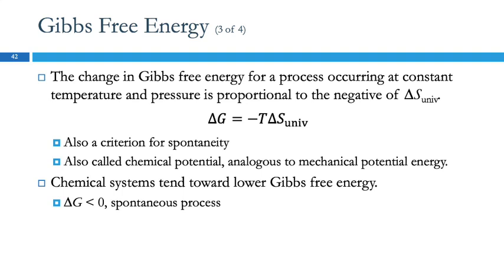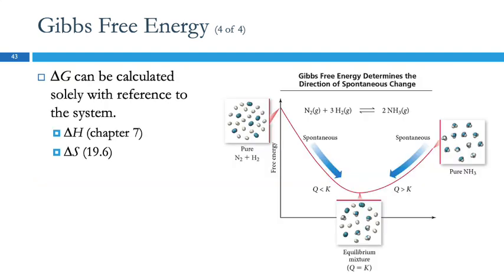The whole positive negative thing can get really confusing. This allows us to calculate delta G only referring to the system. It's really hard to quantify things in terms of the surroundings because technically it's the rest of the universe, right? So it's nice to be able to calculate things just in terms of the system. So we can calculate delta G if we know delta H and delta S for the system. Delta H was covered back in chapter 7, and we just learned about delta S.